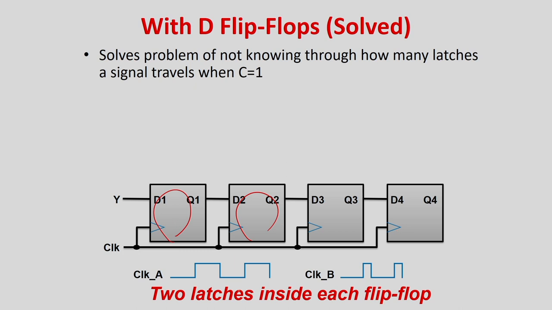Inside a flip flop there are two latches. Inside a flip flop there will be a master and a slave, master slave, master slave. So every flip flop has two latches.